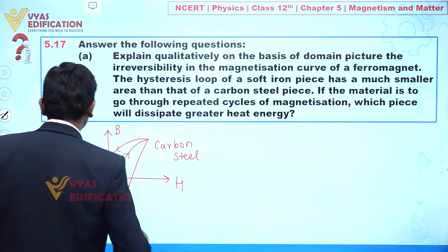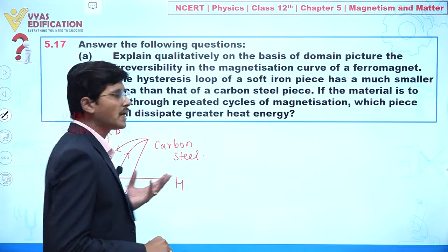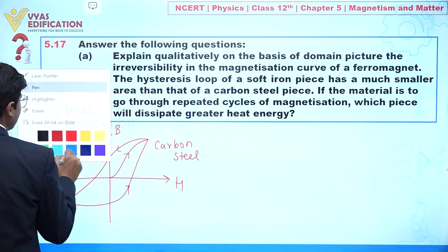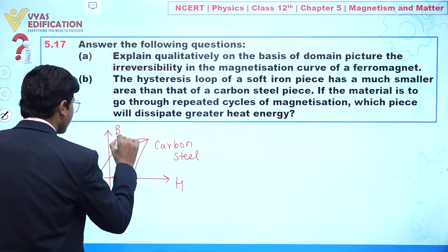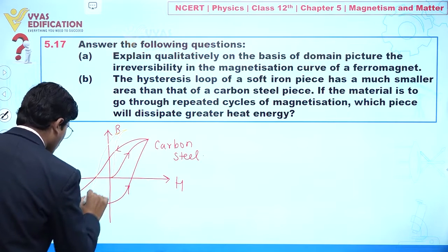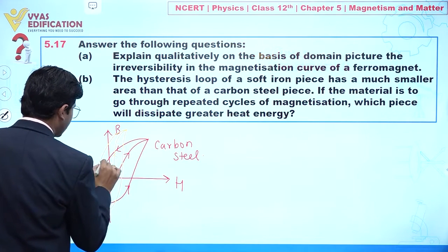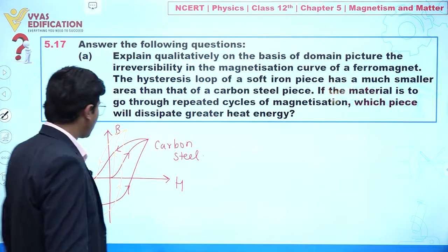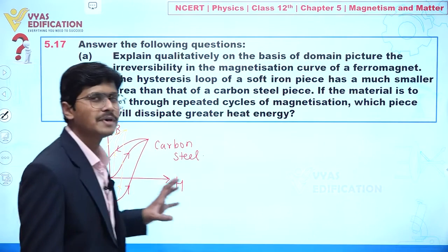Clear? And if you draw here for a soft iron piece, how can we draw? For a soft iron piece, I can draw it like this, this one and this one. Clear to you?